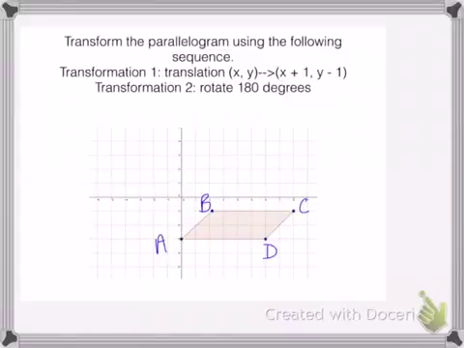Now, next problem. On this one, we want to translate the parallelogram using the following sequence. So the first transformation says to translate it x plus 1, y minus 1. The plus 1 is going to tell me to go right 1 unit. The minus 1 is going to tell me to go down 1 unit. So I want to take my pre-image, and I want to take it right 1 unit and down 1 unit.